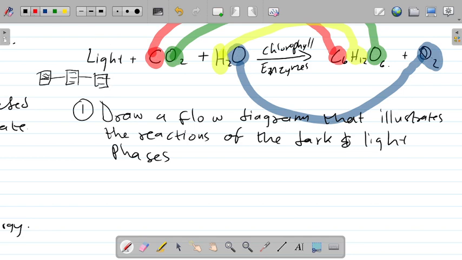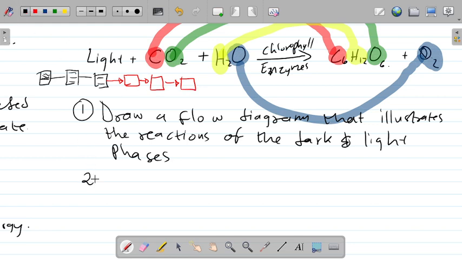Then where does the light phase happen? In the thylakoid, in the granum. Then after the light phase changes, it will go into the stroma. So please change color when you go into the dark phase to indicate you have changed into the dark phase. Please draw that flow diagram right now.